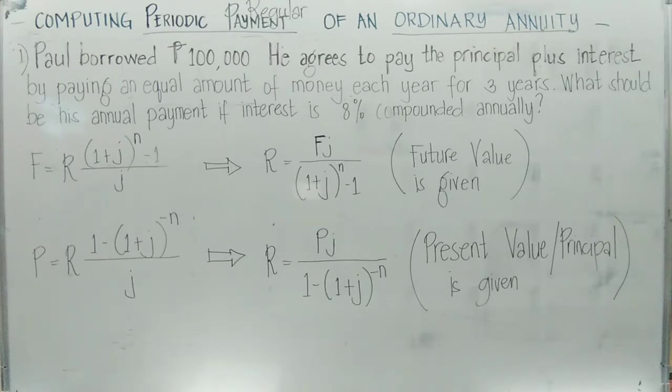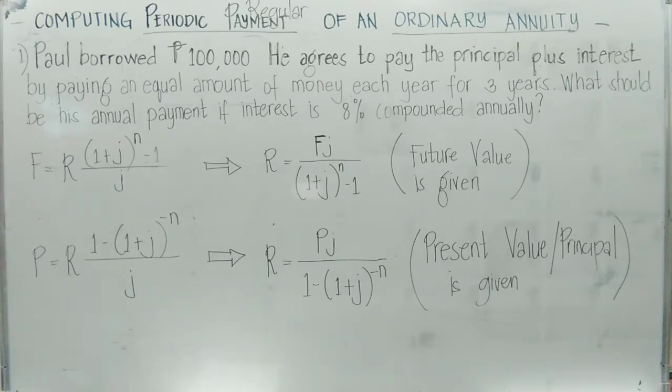Giving you the idea of annuity: annuity is you loan certain amount or certain item and you will be paying it on a regular basis, or shall we say in terms of installments. So for us to learn it more, let us answer this situation, and we have our problem on the board. Paul borrowed 100,000 pesos. He agrees to pay the principal plus interest by paying an equal amount of money each year for 3 years. What should be his annual payment if interest is 8% compounded annually?